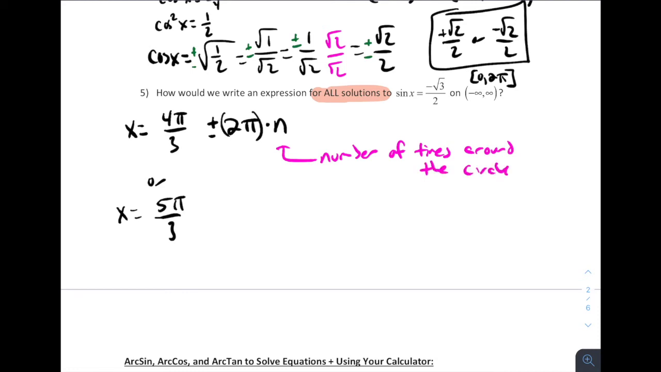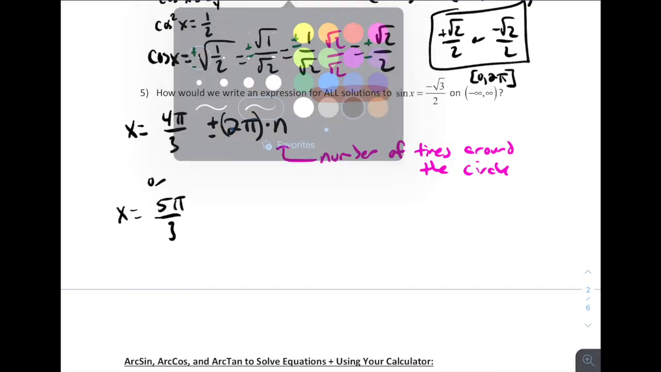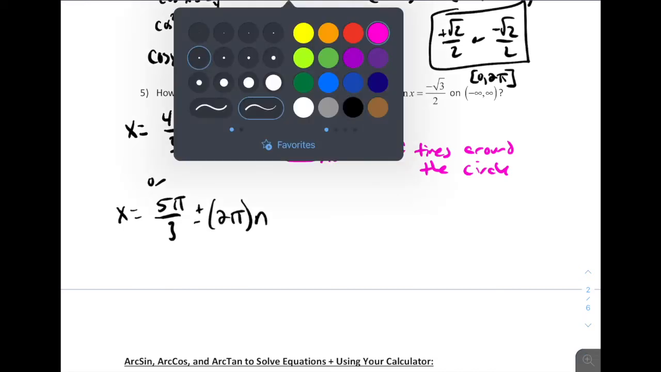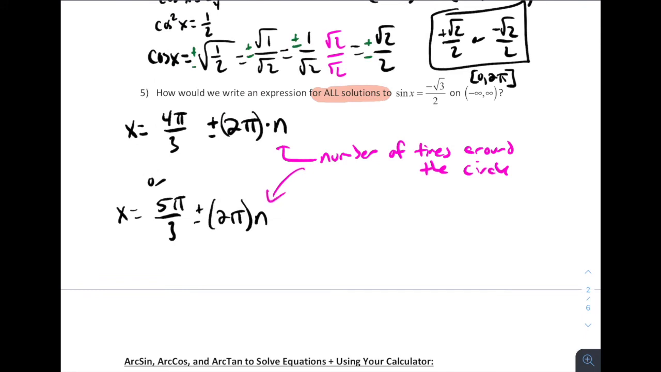What I'm saying here is I don't really even care how many times it is. You plug in some whole number value of n, and this is going to generate as many answers as you want: 4 pi over 3 plus or minus 2 pi times whatever your value of n is, assuming it's an integer in this case. We can do that same idea here for the 5 pi over 3, because similarly we could go around the circle as many times as we want, and that's going to generate more answers as well.